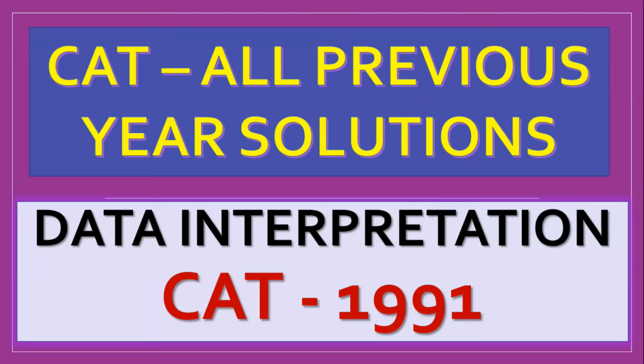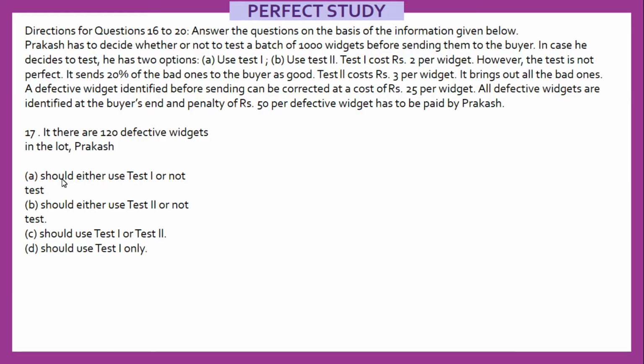Now I will continue with the next set of data interpretation questions of CAT 1991, and on this top right hand corner I am giving the link of the playlist which will include the videos of the previous questions. So let's start. In the previous video I had completed till question number 16 and here I am continuing from 17. This is a caselet question.